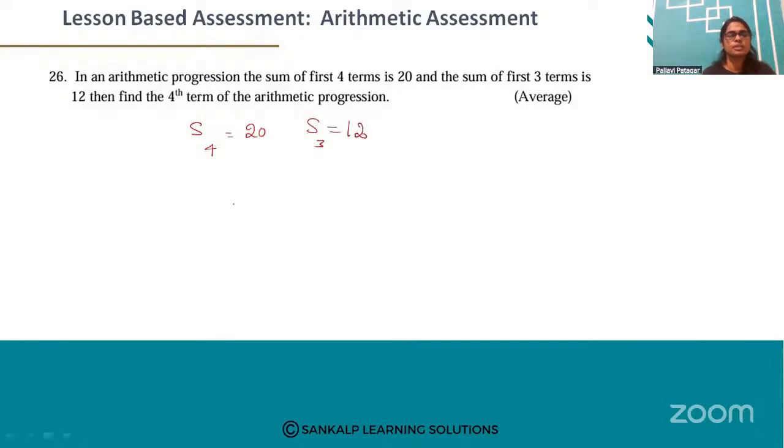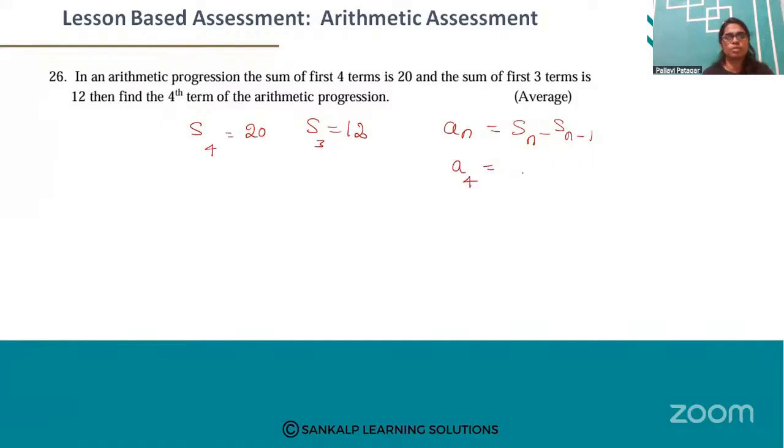So here the nth term of AP is denoted as AN. This can be found by subtracting the sum of the first n minus 1 terms from the sum of the first n terms. So the formula is Sn minus Sn minus 1. So calculate the fourth term. So we have to find out the fourth term.